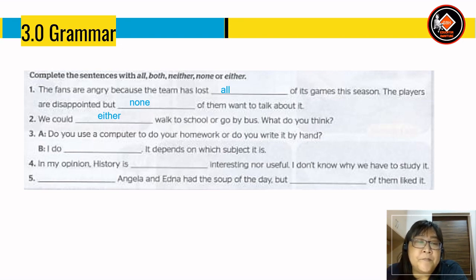What do you think? Number 3, do you use a computer to do your homework or do you write it by hand? I do both. It depends on which subject it is. Number 4, in my opinion, history is neither interesting nor useful. I don't know why we have to study it. Number 5, both Angela and Edna had the soup of the day, but neither of them liked it.